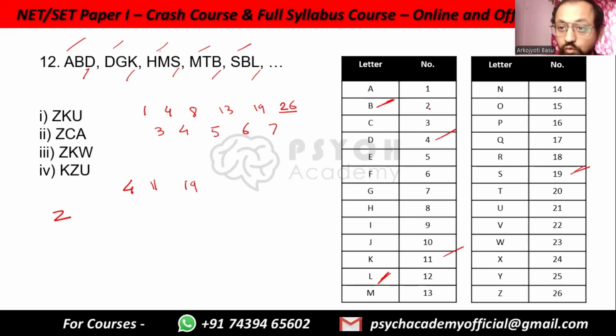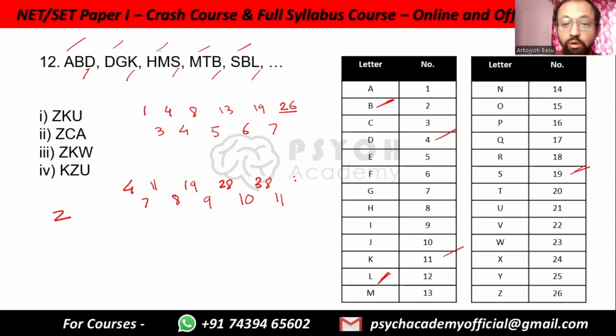Okay. Then B is 2, but since we have gone through this series and then going back, instead of just writing 2, I will write 26 plus 2. So it has reached till Z, that is 26, and then gone to B again. So 26 plus 2, I am writing 28 here, and L is 12. So 26 and 12 is 38. So 4 and 11, difference is 7. 11 and 19, difference is 8. 19 and 28, difference is 9. 28 and 38, difference is 10. So from 38, difference will be 11.